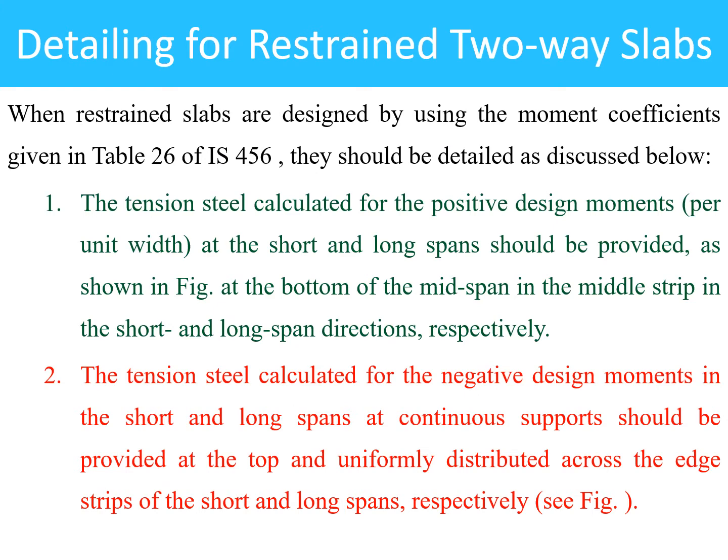When restrained slabs are designed using moment coefficients as given in Table 26 of IS 456, they should be detailed as shown below. Tension steel for positive design moments at the short and longer span should be provided as shown in the figure, at the bottom of the mid-span in the shorter and longer span directions respectively. Tension steel for negative design moments in the shorter and longer spans at the continuous support should be provided at the top and uniformly distributed across the edge strip of the short and long spans respectively, shown here.